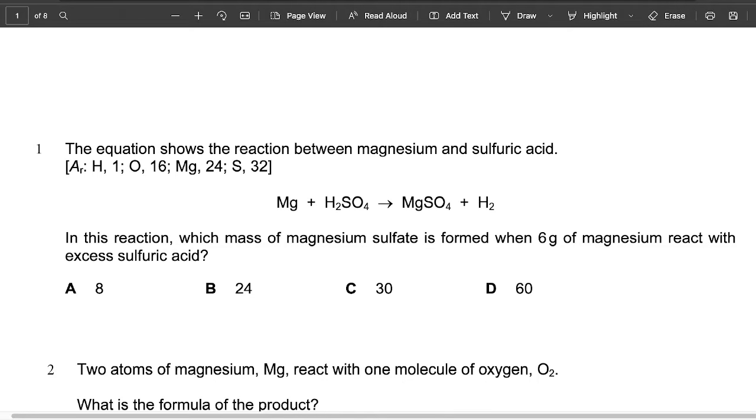I'll be trying to upload as many topic-based past paper questions as I can because the MCQ exams are coming in some time. So let's see where that will reach, and I'll try to upload as much as I can. So let's begin with stoichiometry.